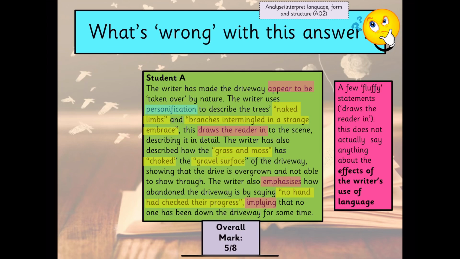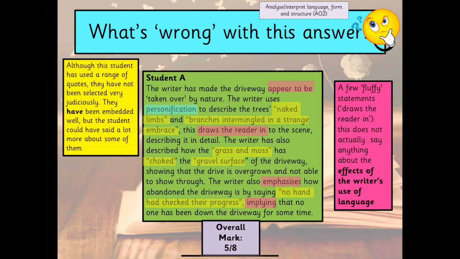And then when it comes to evidence, although they have used a range of quotes, they've not been particularly judicious. They have, however, been embedded really well into their sentences, so they've used the quotes to finish and make up parts of their sentence, but they haven't got as much mileage out of each quote as maybe they could have. So always try to say a lot about a little if you can, and that shows that you're being really, really picky with the evidence that you're selecting, and you're not just indiscriminately copying quotes down.